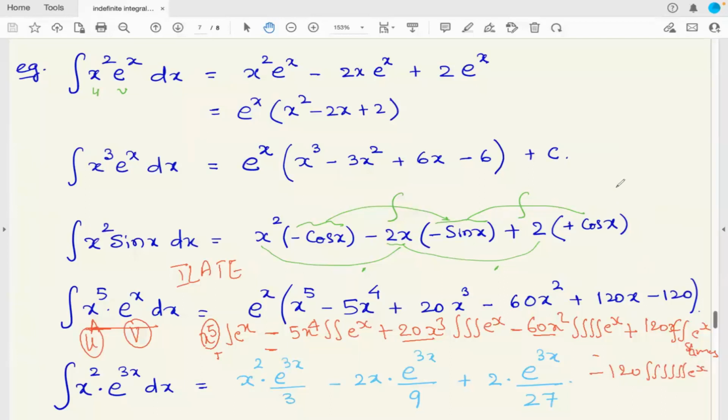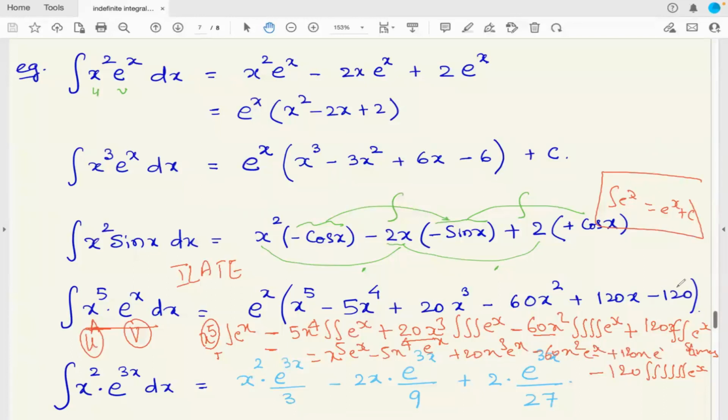And we know that the integration of e to the power x will be e to the power x itself, right? So if we start integrating it, what we get is x to the power 5 e to the power x minus 5x to the power 4 e to the power x plus 20x cube e to the power x minus 60x square e to the power x plus 120x e to the power x minus 120 e to the power x. Whatever we get, then take e to the power x outside, so we get the same result here. I hope you all understand that.